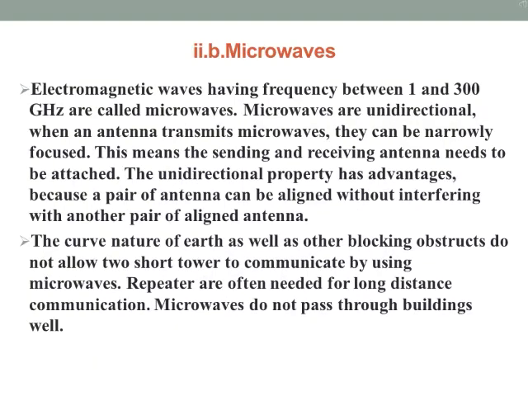Microwaves. Electromagnetic waves having frequency between 1 and 300 GHz are called microwaves. Microwaves are unidirectional. When an antenna transmits microwaves, they can be narrowly focused. This means the sending and receiving antenna needs to be aligned. The unidirectional property has advantages because a pair of antenna can be aligned without interfering with another pair of aligned antenna.